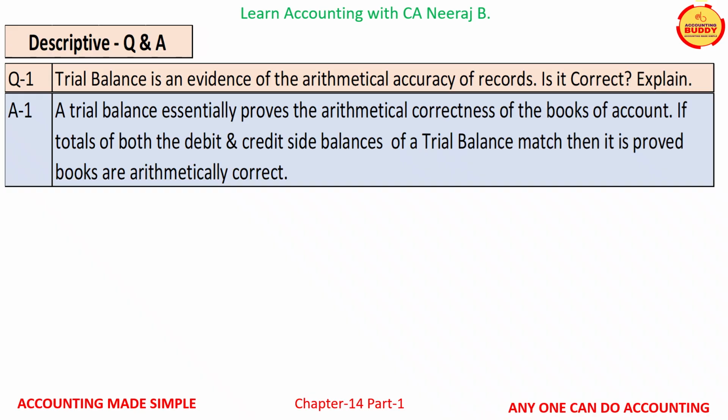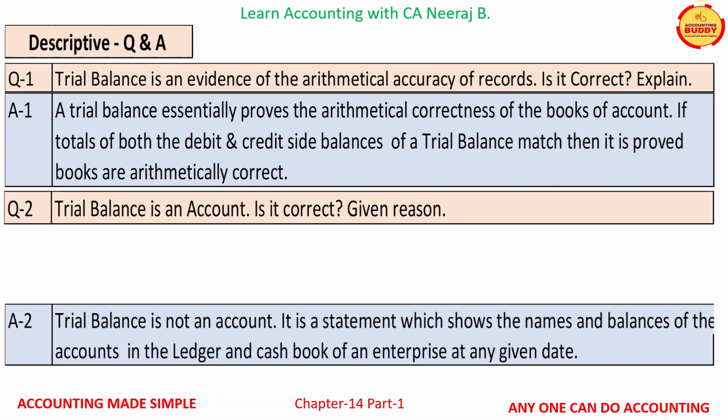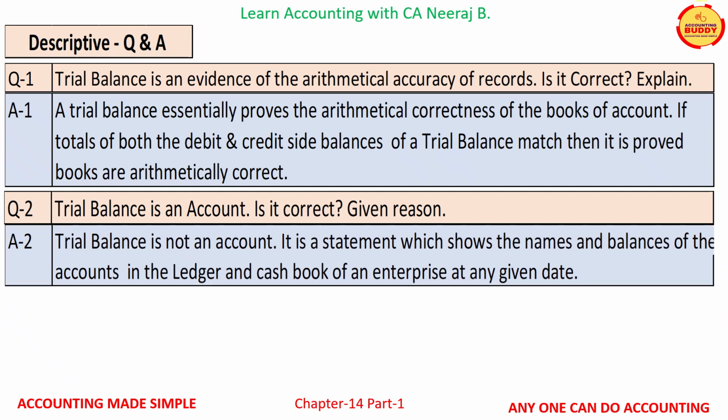If totals of both the debit and credit side balances of a trial balance match, then it is proved books are arithmetically correct. Question number 2 is, trial balance is an account. Is it correct? Give reason. The answer is, trial balance is not an account. It is a statement which shows the names and balances of the accounts in the ledger and cash book of an enterprise at any given date.